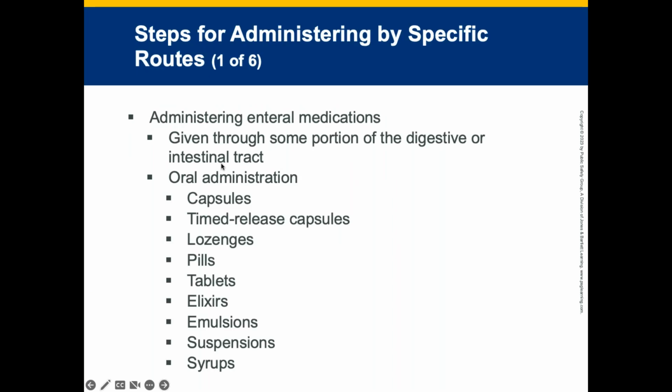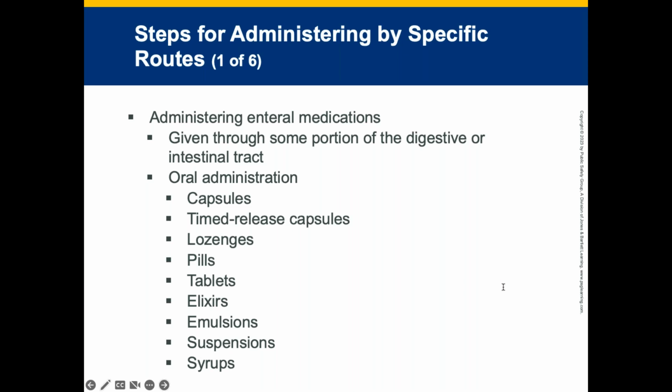So, steps for administering specific routes. Administering internal medication, given through some portion of the digestive or internal intestinal tract, includes medications that are oral, which we do have in the field. PO Tylenol. Zofran is given orally as well, ODT Zofran, oral dissolving tablet. Motrin, ibuprofen. Rectally for like Diastat. Oral medications like capsules, time-release capsules, lozenges, pills, tablets, elixirs, emulsions, suspensions, syrups, all different types that are there.